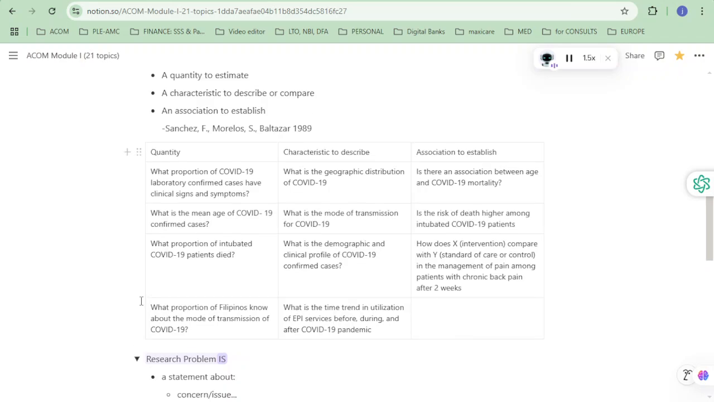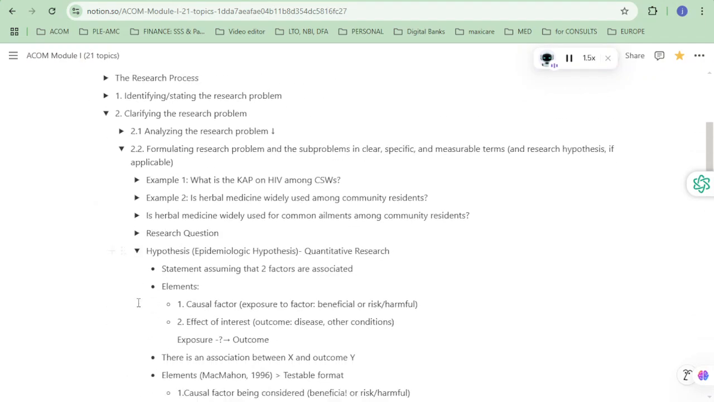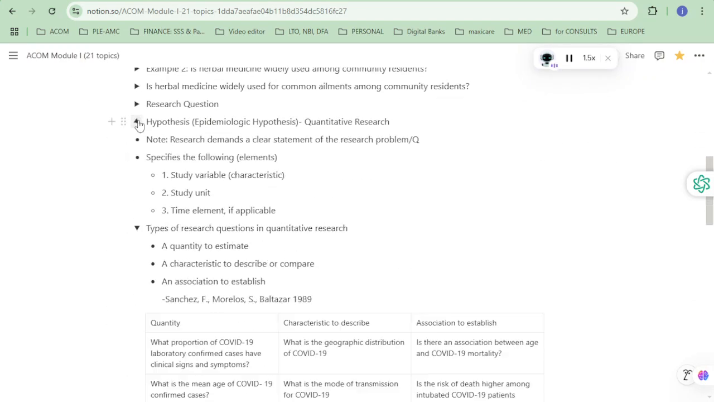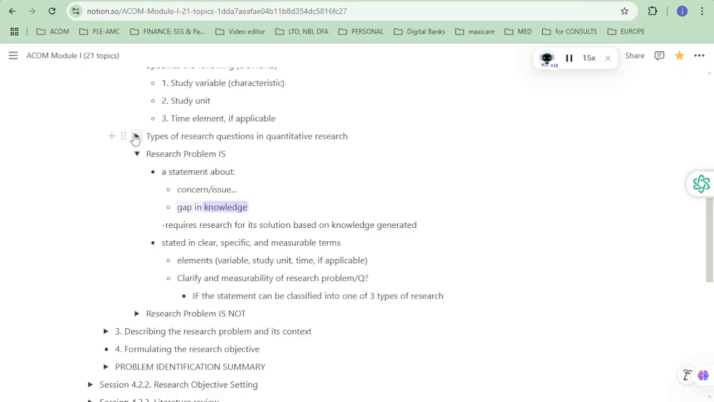A research problem is a statement about a concern or issue, a gap in knowledge, that requires research for its solution based on knowledge generated. It is stated in clear, specific, and measurable terms. Elements: variable, study unit, time, if applicable. Clarify the measurability of the research problem or question: check if the statement can be classified into one of the 3 types of research questions.